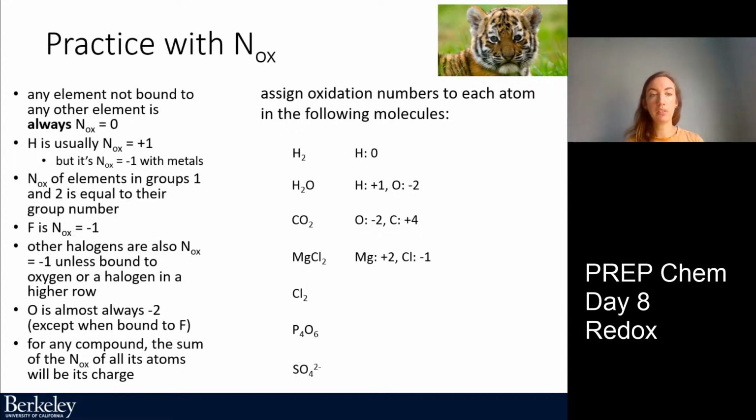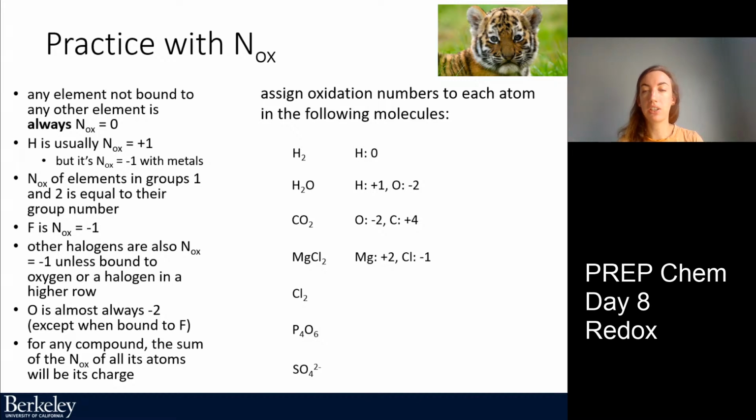For MgCl2, we're using 2 rules. There's the halogen rule and the rule about elements in groups 1 and 2. So magnesium is in group 2. It's going to have an oxidation number of +2. And you could figure out the oxidation number of chlorine just from that by the same rules we've been using above. Or you can know that chlorine is a halogen and it's going to have an oxidation number of -1. And so again, +2 minus 1 is 0.